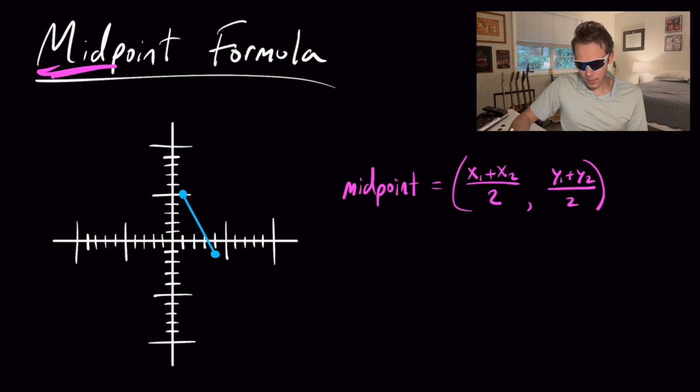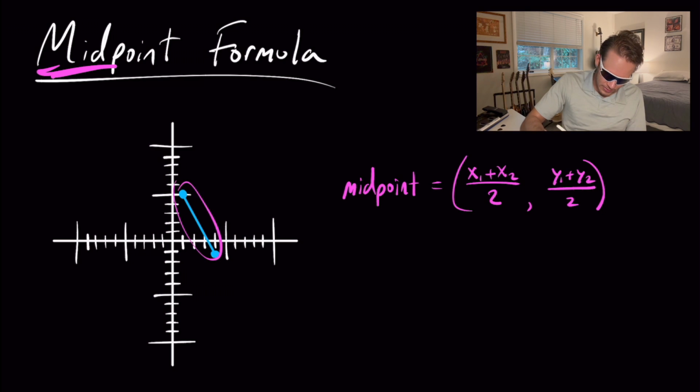The midpoint of a line is equal to your x value. What you're going to do is add the x coordinates of the 2 points and then divide that sum by 2. And then to find the y coordinate of your midpoint, you're going to do the same thing, but you're going to add the y values and then divide that number by 2.